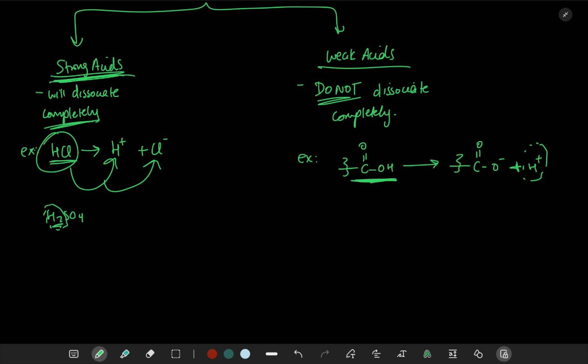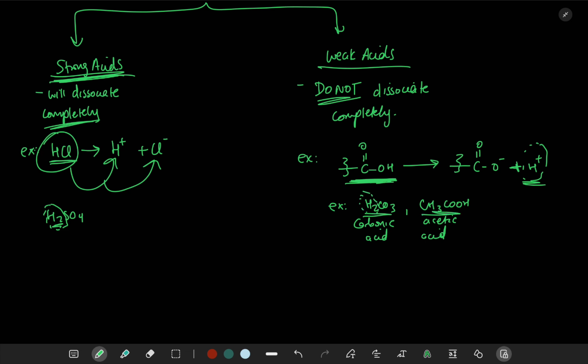And so again, weak acids don't dissociate completely, which means they only release some hydrogen ions, but some of it will also remain in its original substance. Okay, and this is carboxylic acid. A couple of other examples include H2CO3, which is carbonic acid, and CH3COOH, which is acetic acid. The same principle applies because they're weak. These two are weak acids.